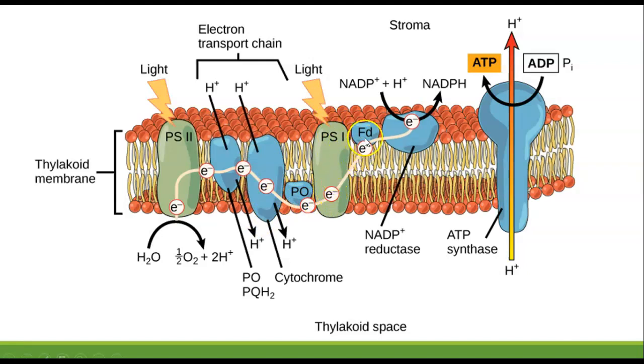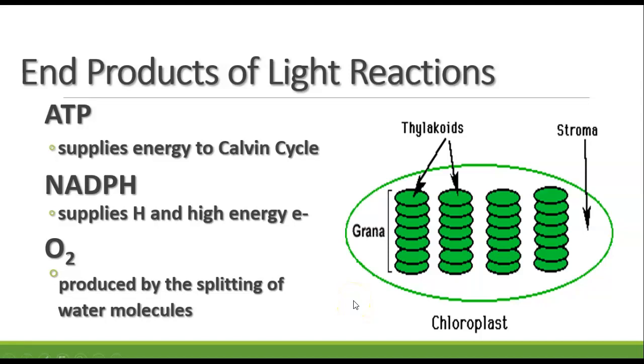The electrons from photosystem 1 are carried by ferredoxin to the NADP reductase, producing NADPH, and all of the hydrogen ions that have been transported into the thylakoid space can then travel through the ATP synthase to make ATP as well. So our two products from the electron transport are NADPH and ATP, plus we have oxygen that is released as a byproduct of the splitting of the water molecule in photosystem 2. The end products again: ATP, which supplies energy to the Calvin cycle; NADPH, which supplies hydrogen and high energy electrons; and then oxygen, which is produced by the splitting of the water molecule.